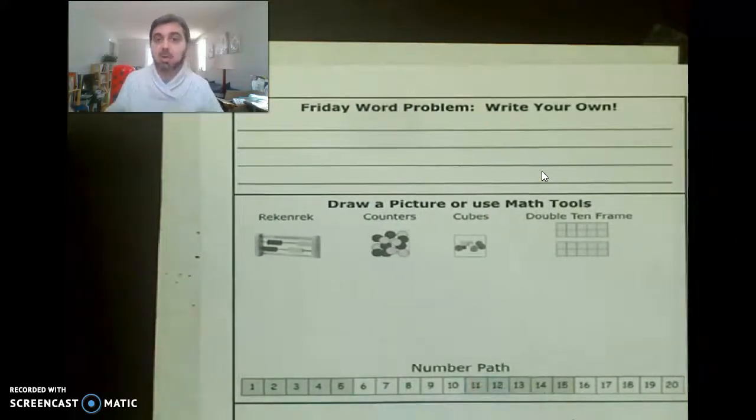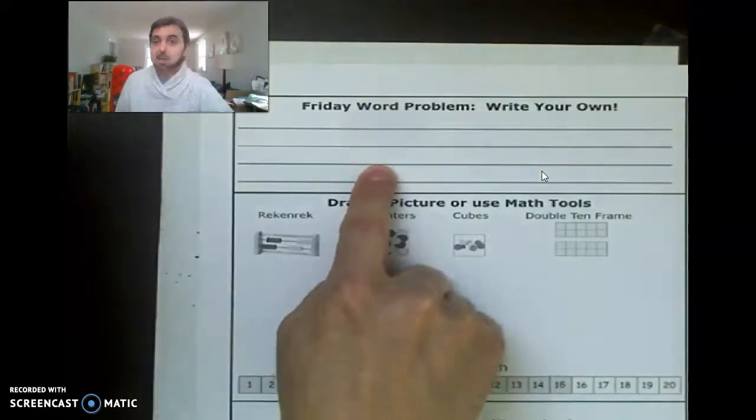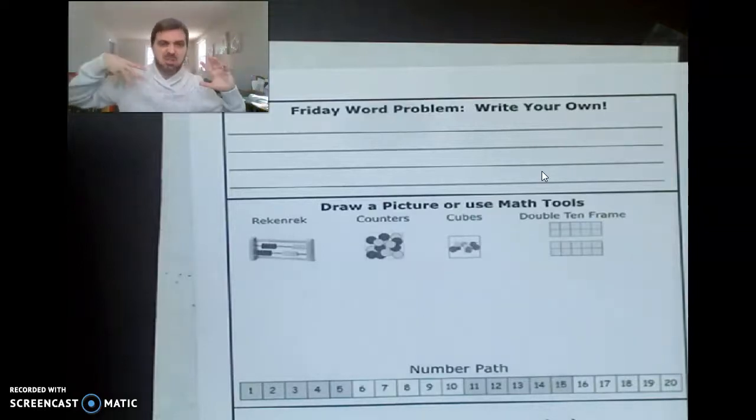So listen, tomorrow, there's no word problem. Just write your own. Make up your own word problem. Don't worry about spelling or grammar. Just come up with some interesting word problem, right? It could be anything.